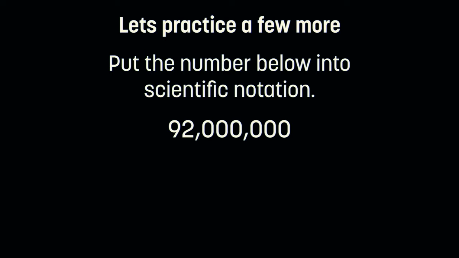Let's try that same procedure with another number. Okay? So we have the number 92 million, and we want to put it into scientific notation. How do we do that? First, we identify the coefficient. So we're looking here. The decimal place goes between the 9 and the 2, so we wind up with 9.2.